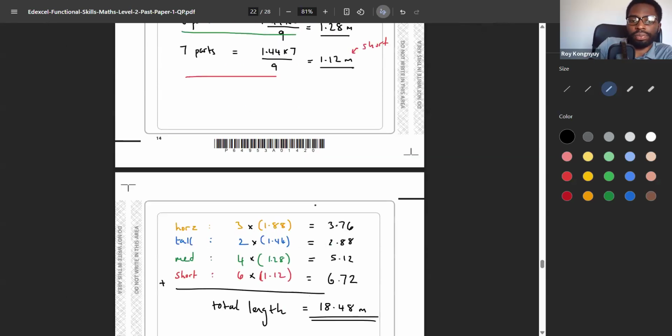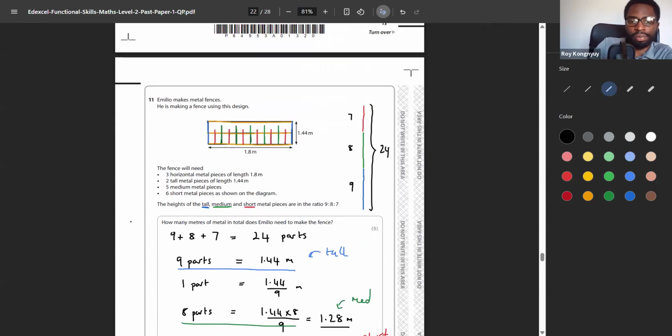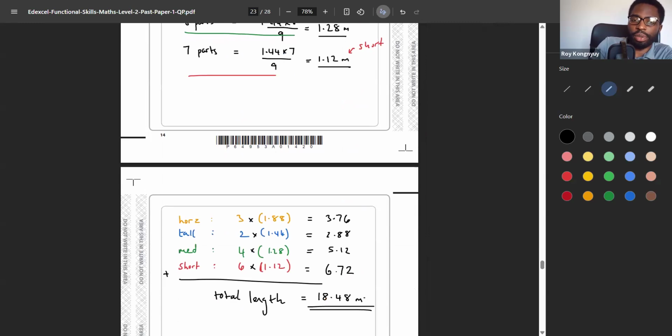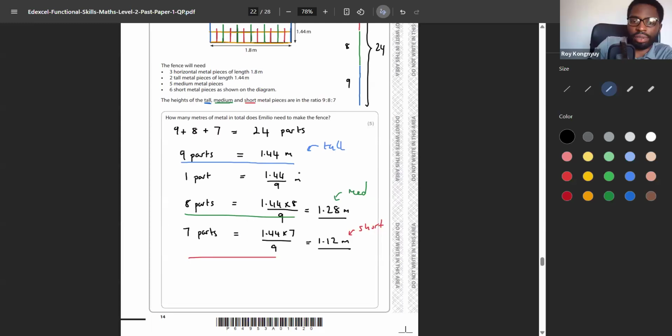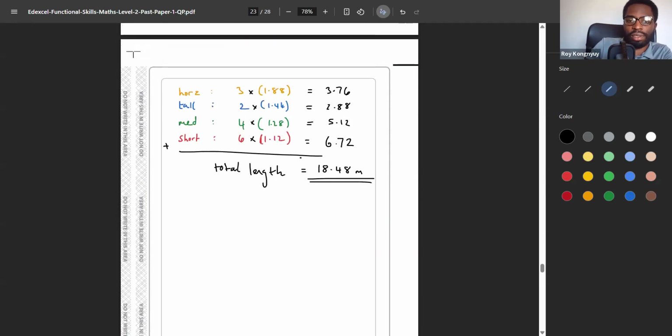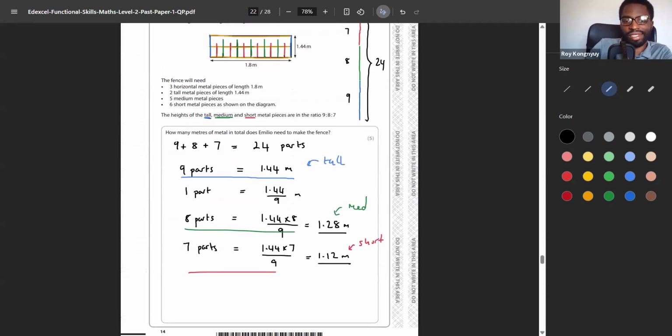There we go. We're done. Right, Emilio needs this amount of meters. 18.48 meters Emilio needs. I hope that made all the sense that it needed to. And yeah, do let me know.